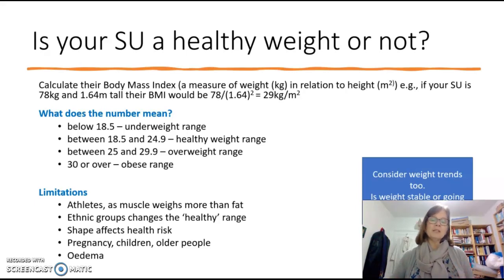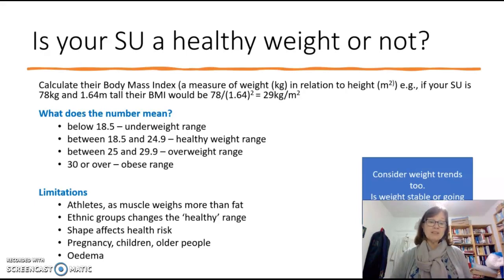And because so many people in the population are now overweight or obese, our idea of what a healthy weight is often quite distorted. So we actually need to have something a little bit more objective as to whether someone is a healthy weight or not. And the usual way of doing that is to calculate a body mass index, which may already have been done by other members of staff in the team. But just to give you an idea of how you would go about that and what it actually means.